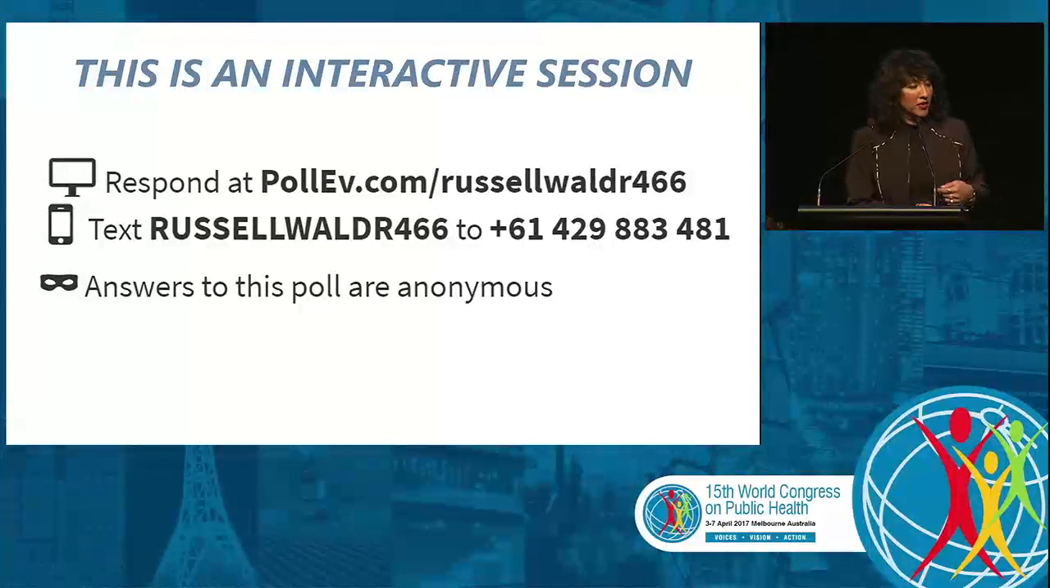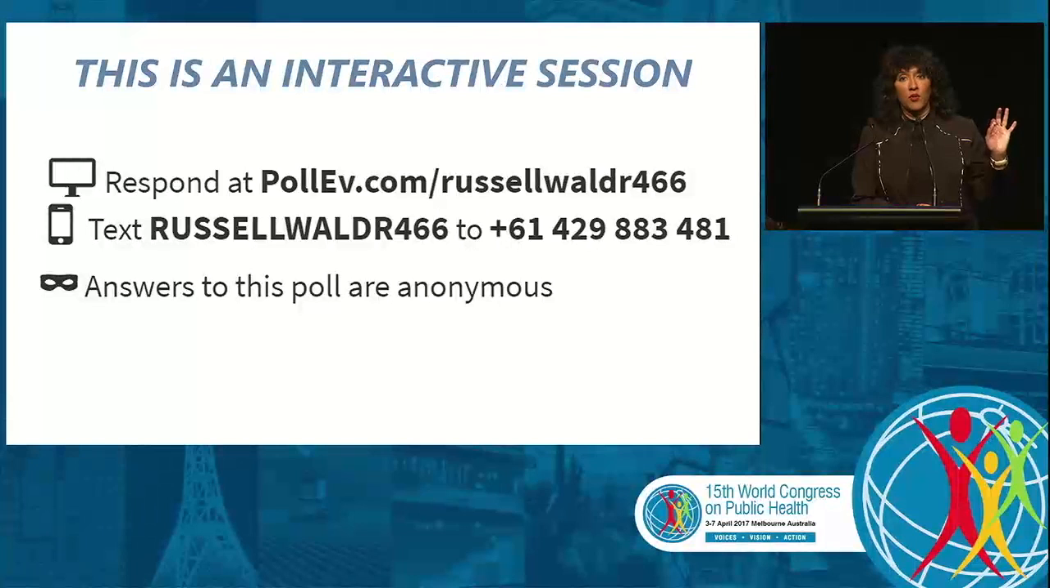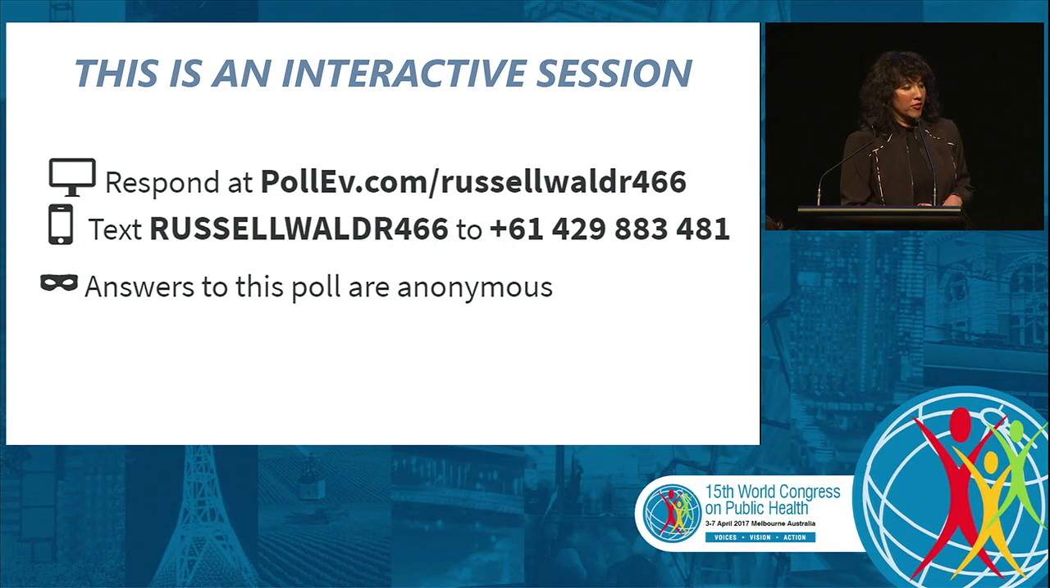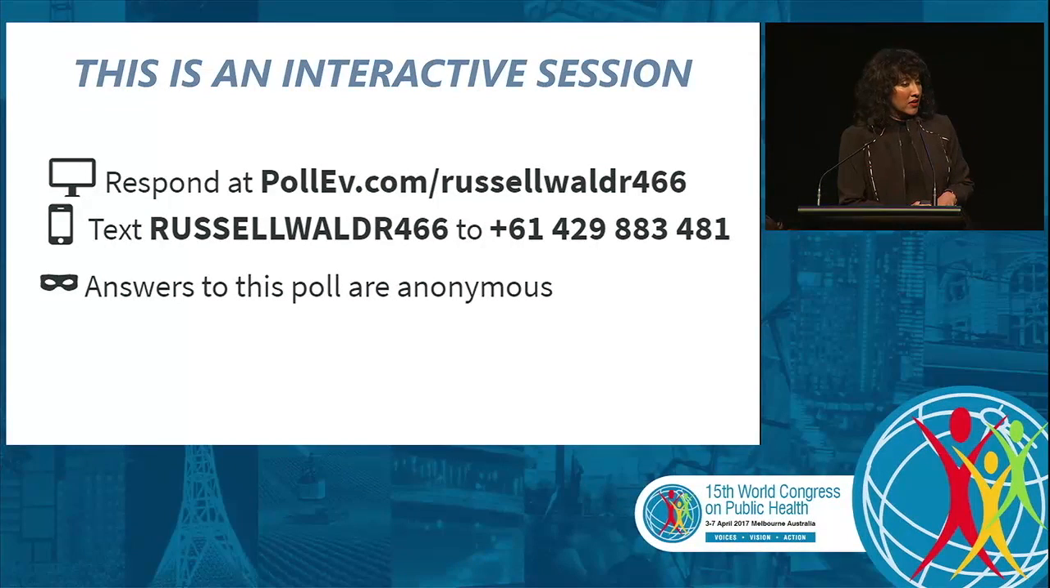So all you need to do is go onto that website up there. You can also text, but it's a bit slower with the text, so it's better if you use the Wi-Fi. There's free conference Wi-Fi. I think it's M Connect. Go on to the M Connect network, and then you can go onto this website. And when we bring up the polling software, you can just vote on your smartphone. So I'll give you a moment to do that.